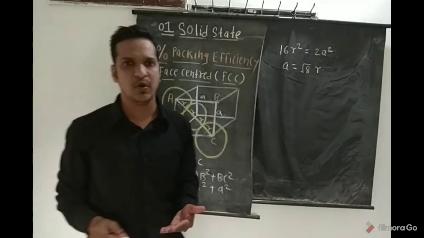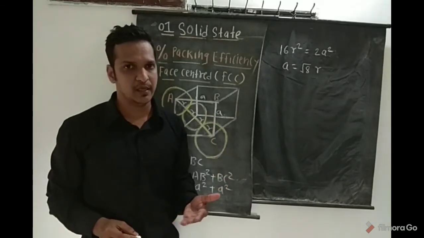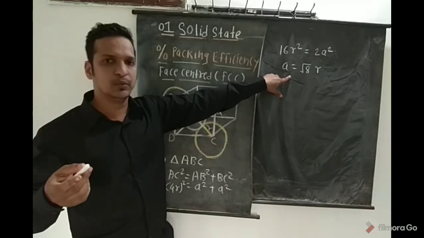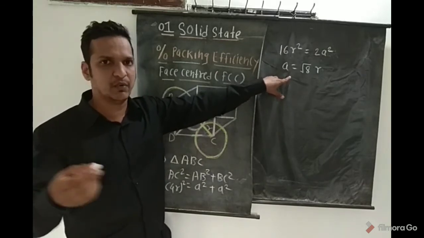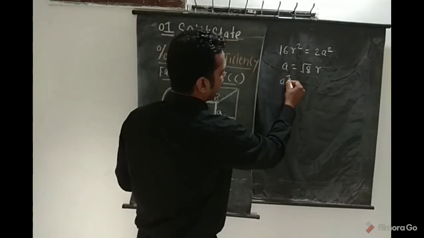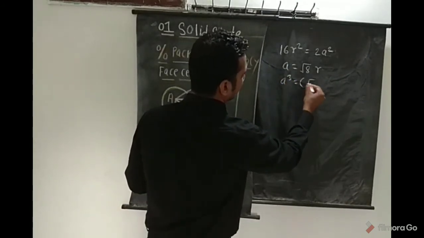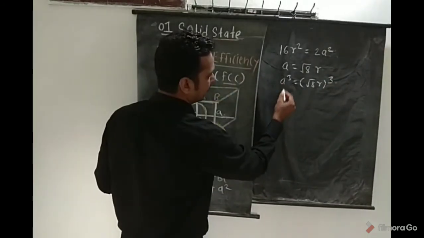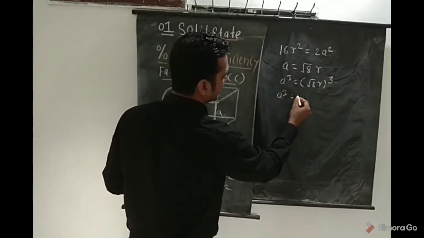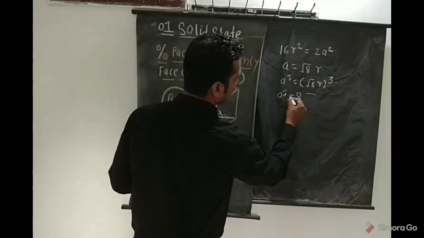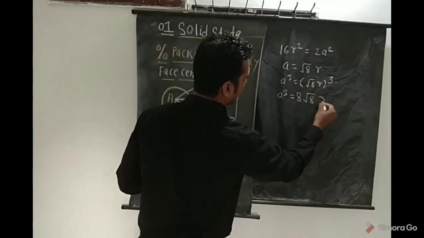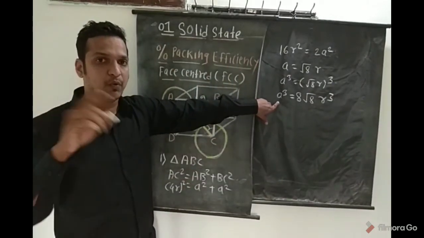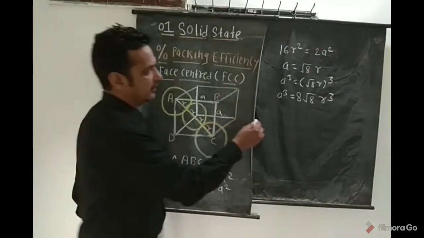Now we want the value of a cube, the total volume of unit cell. So we have to convert this a into cubic form. a is equal to root 8 R, so a cube is equal to bracket root 8 R cube. By solving this, a cube is equal to 8 root 8 R cube. So this is the total volume of unit cell, 8 root 8 R cube.